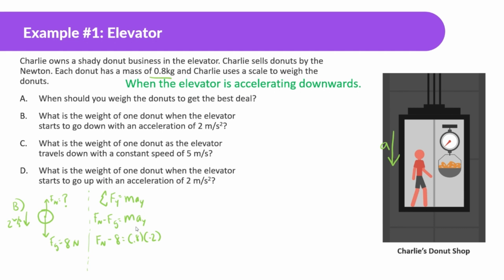Do 0.8 times -2. So maybe I'll write this out a little bit more. Force normal minus 8 is equal to negative 1.6. And then I'm going to try to isolate this force normal. So I'm going to add plus 8 to both sides. And then I should know force normal is going to equal 6.4 newtons.